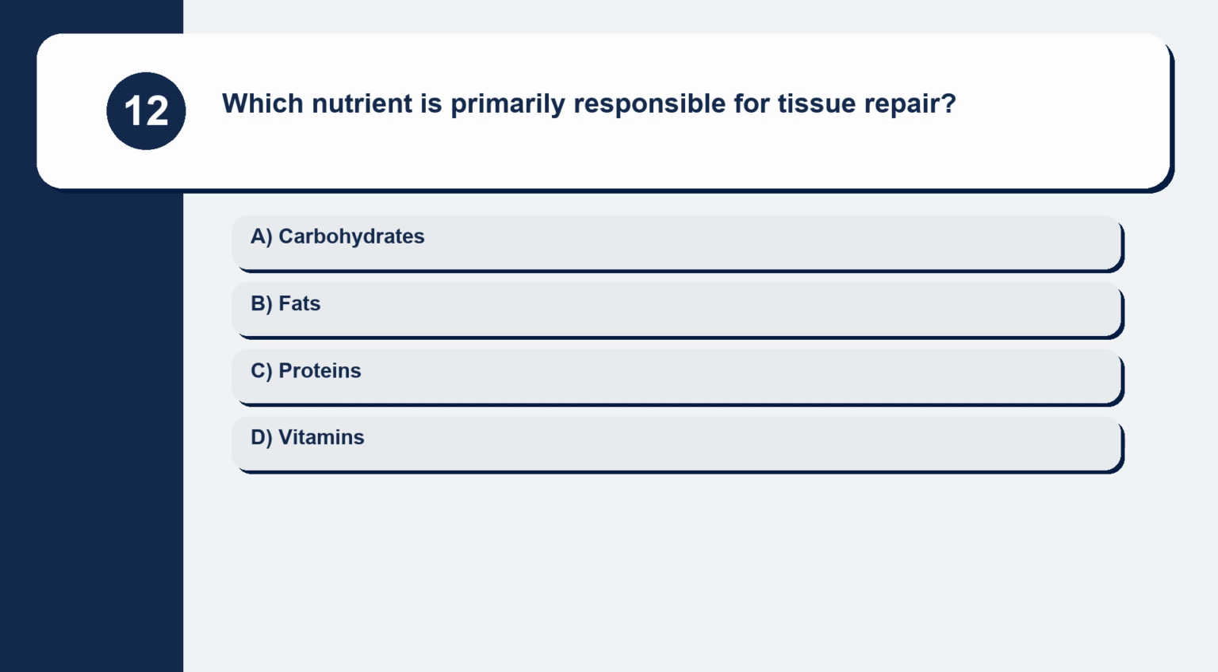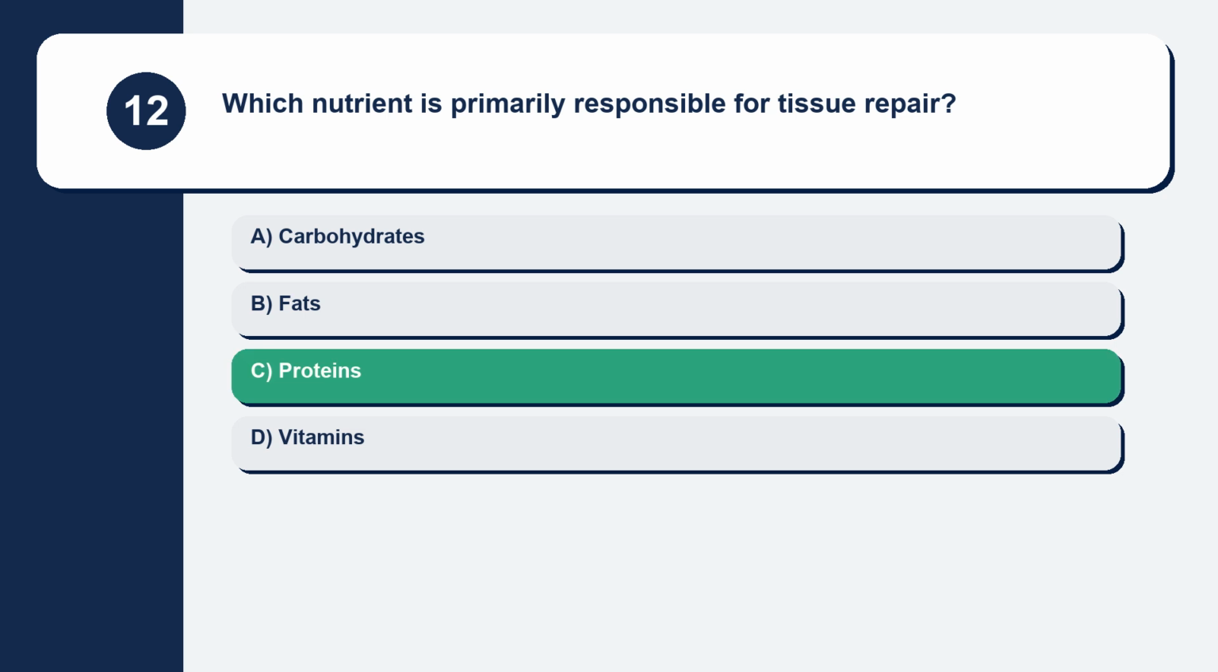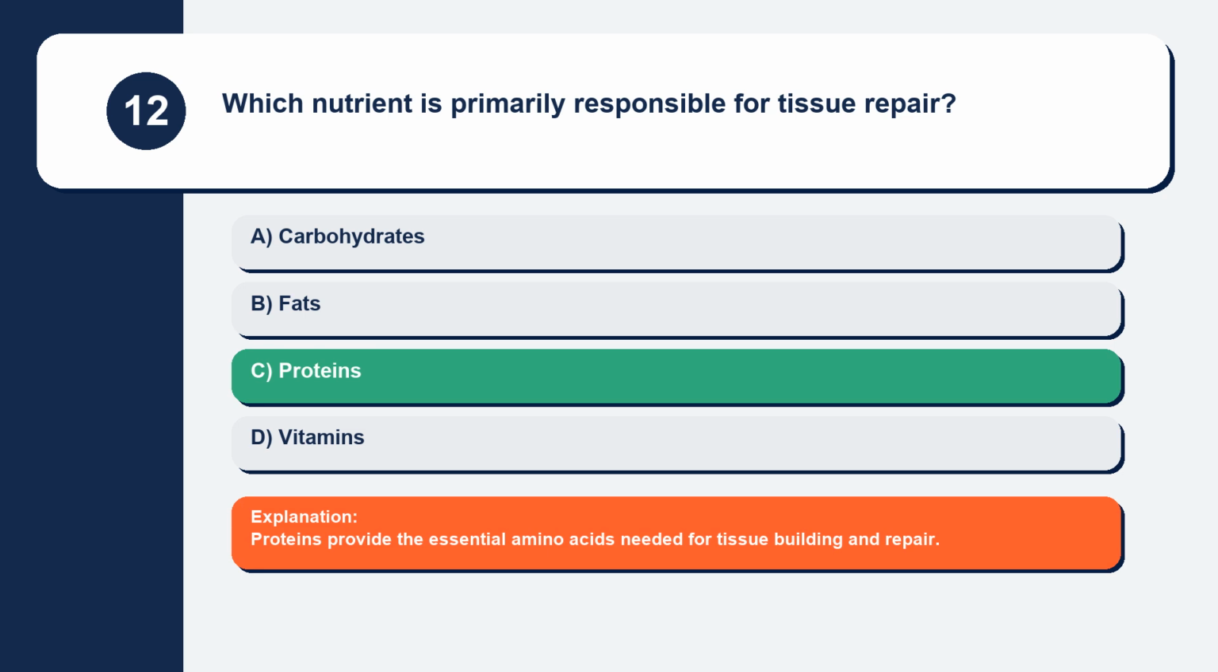Question 12. Which nutrient is primarily responsible for tissue repair? Carbohydrates. Fats. Proteins. Vitamins. Proteins provide the essential amino acids needed for tissue building and repair.